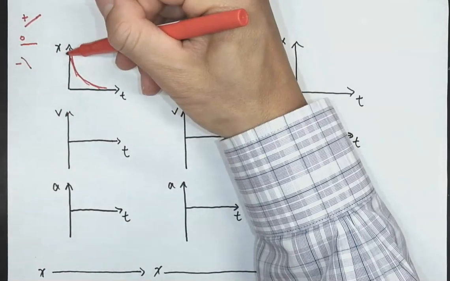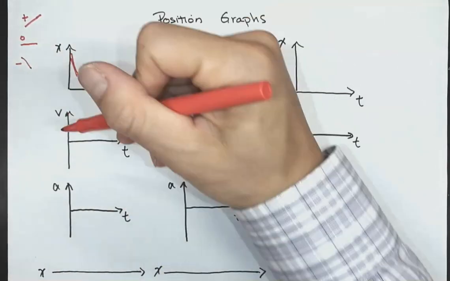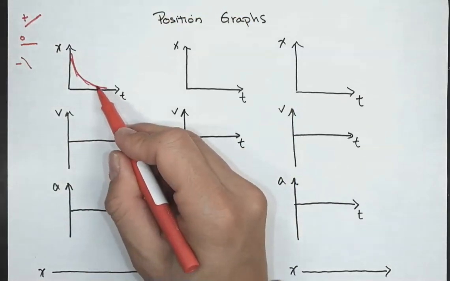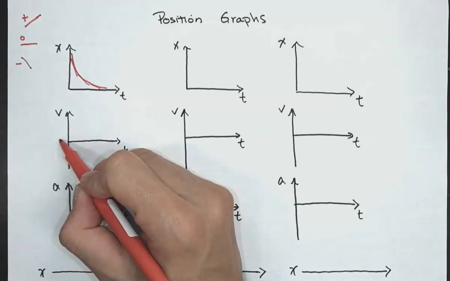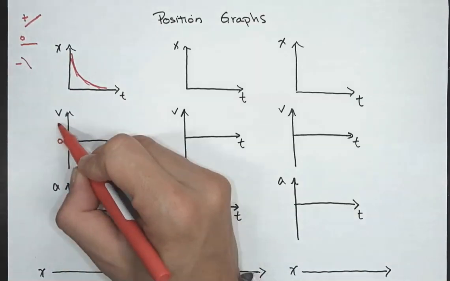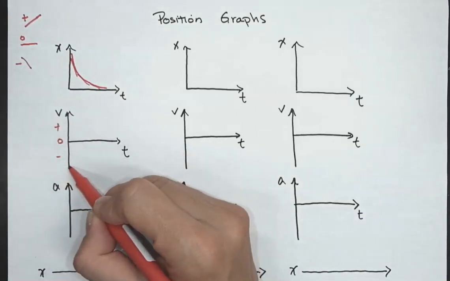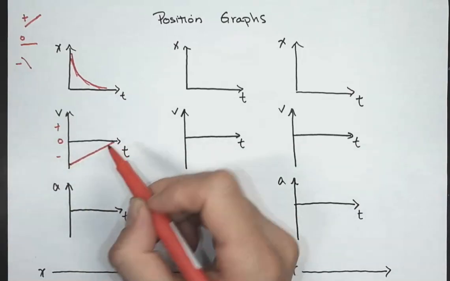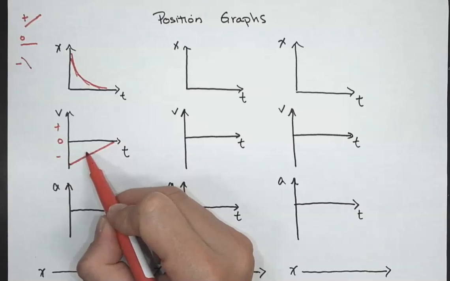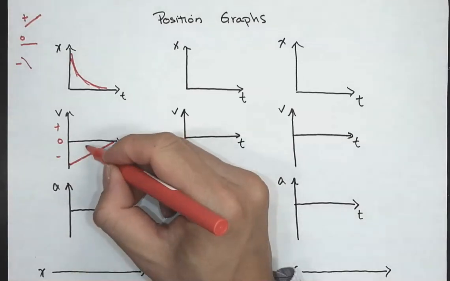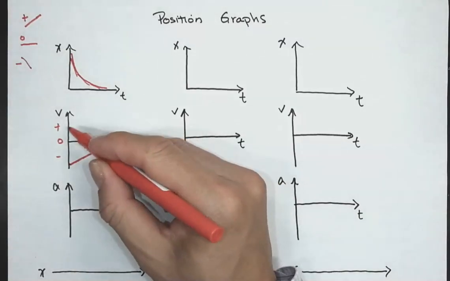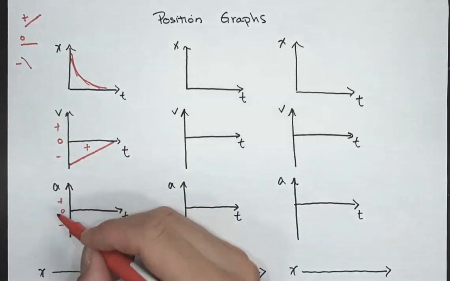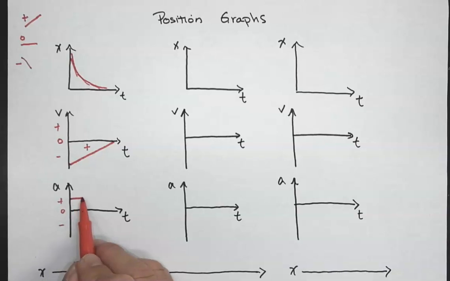Okay, so this is right here a negative slope, so we're going to have a negative velocity, and then it's getting close to a flat line, so 0. So this is 0 right here, so we're starting from the negative section of the velocity axis, and then we're approaching 0. And notice that this is a positive slope right here, and the slope of the velocity graph tells us the acceleration, and so that means we have a positive acceleration.